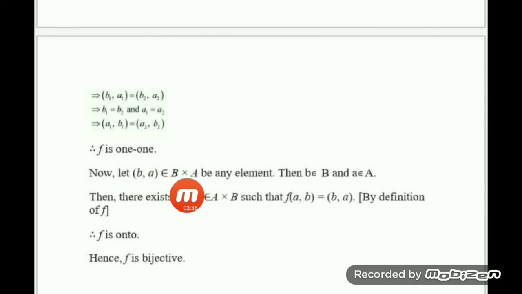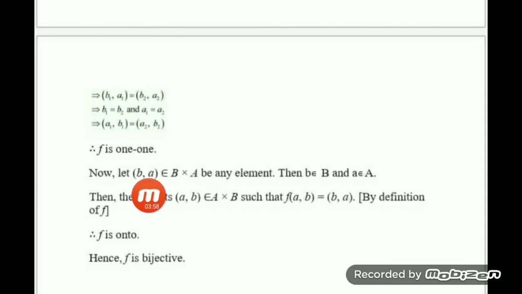Let (b, a) belong to B cross A, be any element. So here you see, if (b, a) belongs to B cross A, then obviously we know b belongs to B and a belongs to A. This is by the definition of Cartesian product. The first element is from the first set, the second element is from the second set. That's why I have written it. Then b belongs to B and a belongs to A.